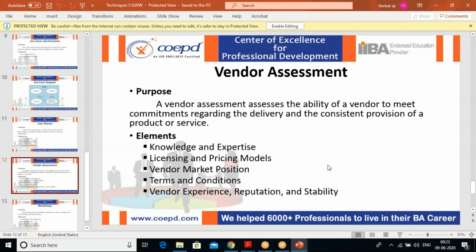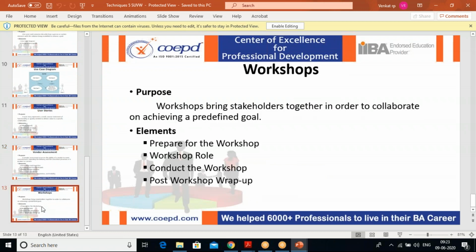Okay, so vendor assessment means these parameters can be assessed here, right? And then we have this: workshops. They bring the stakeholders together in order to collaborate on achieving a predefined goal. Now I'll tell you, workshops are more practical in nature and they aim at completeness. Generally what happens, let me give you one scenario.